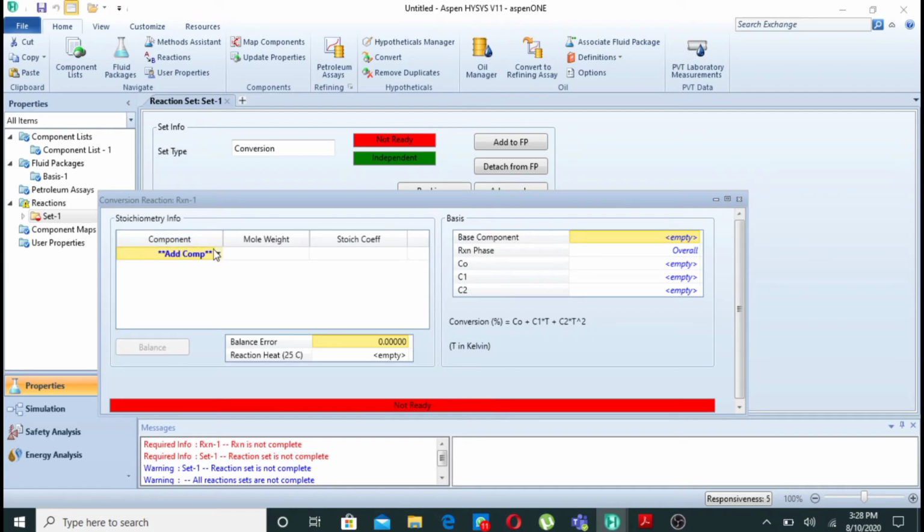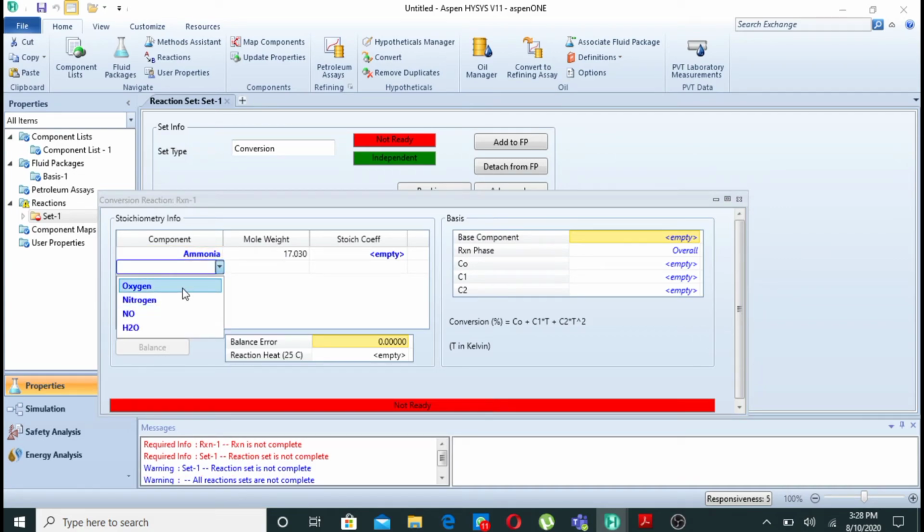Now I will add components. The first component is our reactant, ammonia. Second is oxygen, and our products are NO and water. Now how will Aspen HYSYS know whether these are reactants or products? Aspen HYSYS will determine this by the signs of the reaction coefficients. With reactants I will put a negative sign, and with products I will just write the coefficient.